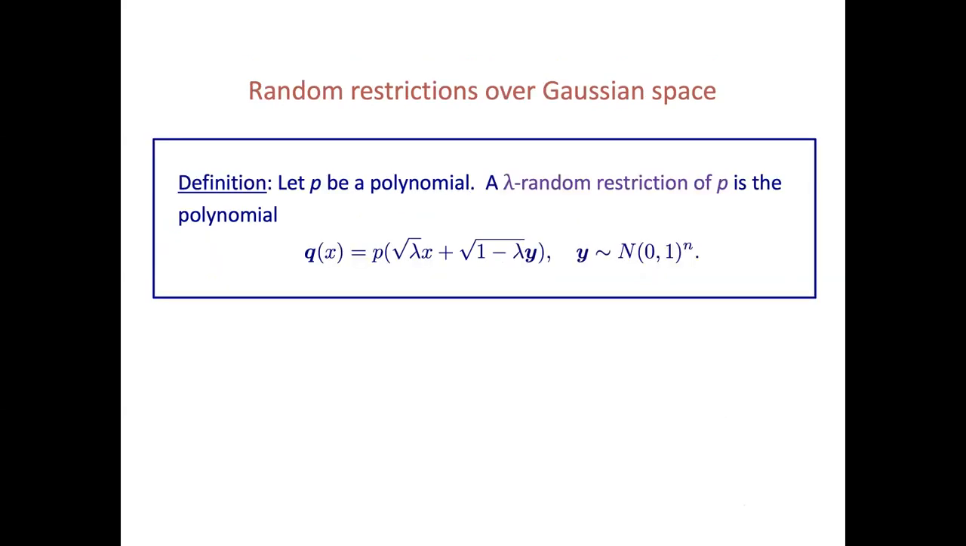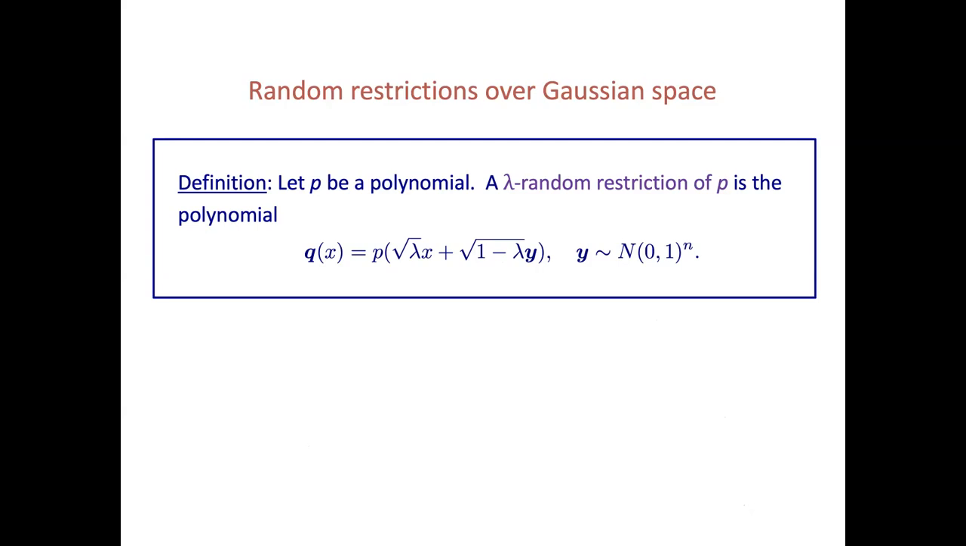Okay, I'd like to tell you about the notion of random restrictions over Gaussian space. This is another notion that is more well studied over Boolean space, but it's also very natural over Gaussian space. So here's the definition of a random restriction over Gaussian space.